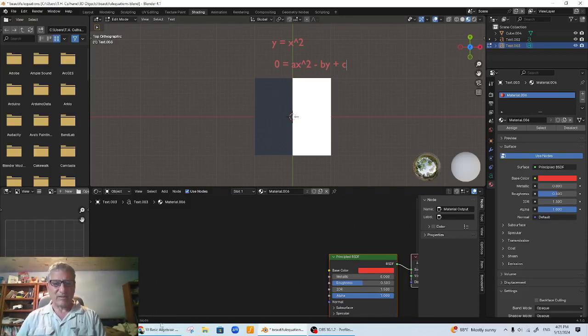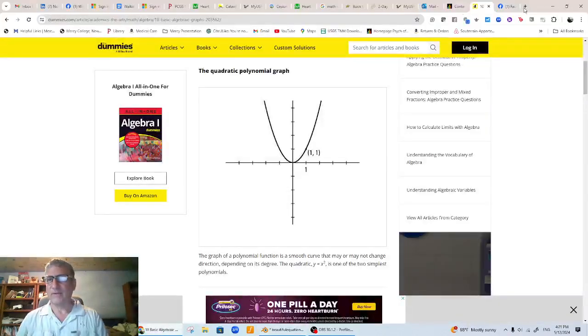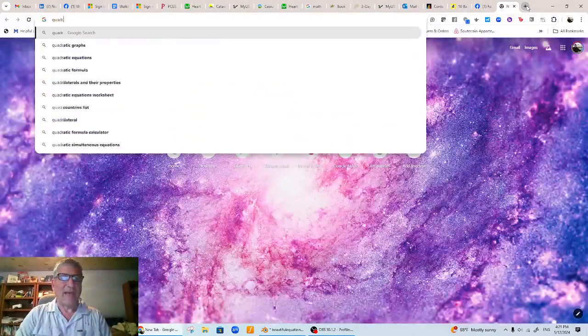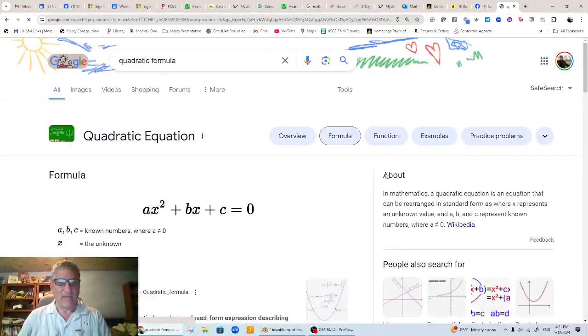And is that in fact the quadratic formula? I don't remember what the heck the quadratic formula was, so I'm going to look it up. Quadratic formula: ax squared plus bx plus c equals 0. Yes, it is the quadratic. I remember that from high school.